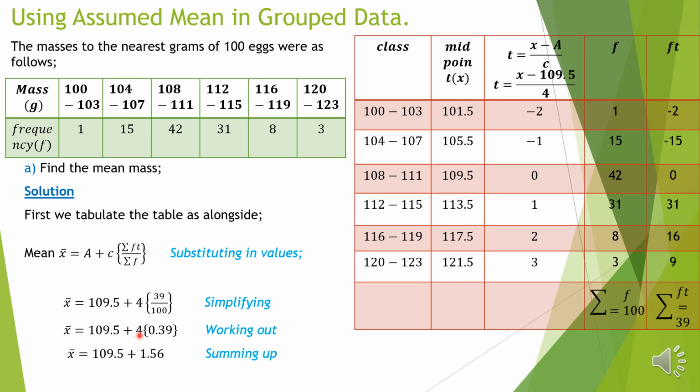Then we'll multiply 4 times 0.39, and by multiplying this one, we are getting this one reducing to 1.56. Then the next step that we'll do is now summing up. We are going to sum up this one, 109.5 plus 1.56. And by summing up, we are ending up with 109.5 plus 1.56. That's 111.06 grams. Now, this one that results here becomes now our calculated mean.